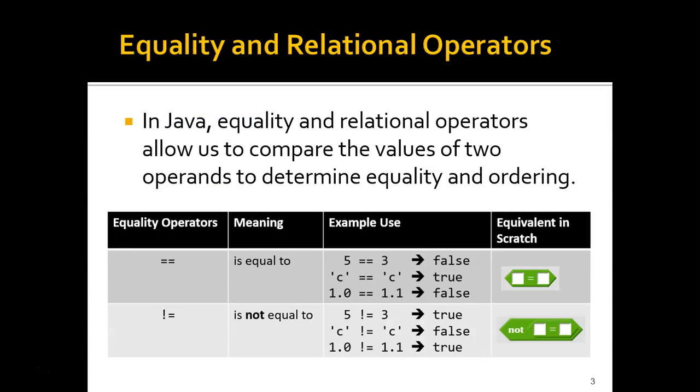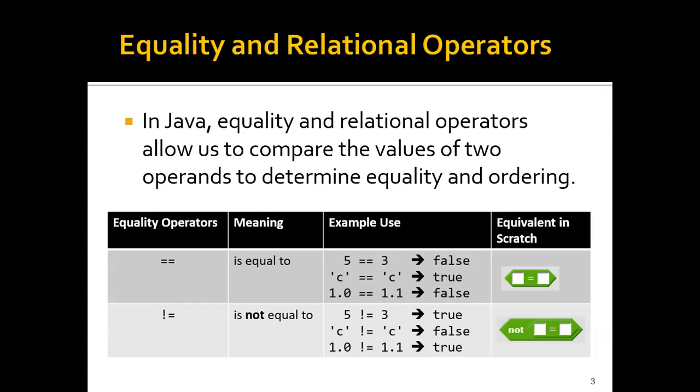In Java, we check for equality by using double equals, and that's the same in Python as well. So that's not any different from what you've done in the past. If I did 5 equals equals 3, that would return false because 5 doesn't equal 3. You can also use double equals with single characters, like 'C' equals equals 'C' would be true. You cannot use double equals with strings, and we will talk a little bit more about strings towards the end of the week. You can use double equals with doubles, although sometimes you have to be a little bit careful with that.